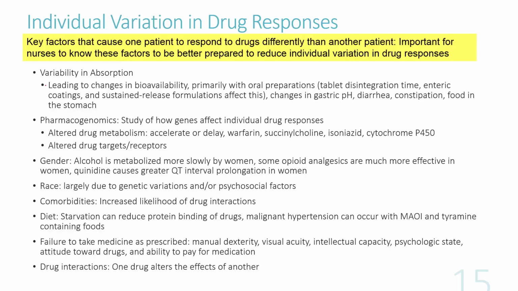You can have changes in absorption, right? Changes in absorption really to do with oral drugs, and that can lead to changes in bioavailability. And so you've got different things that affect bioavailability. So pH, gastric pH, diarrhea, constipation will actually affect the amount of time that the drug basically stays in the digestive tract, and will affect absorption. And food in the stomach may also affect rate or extent of absorption.